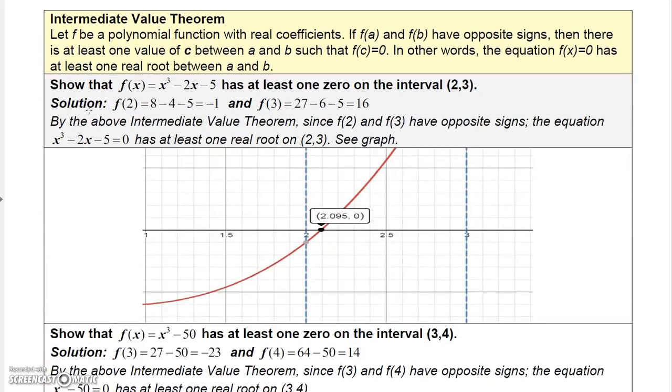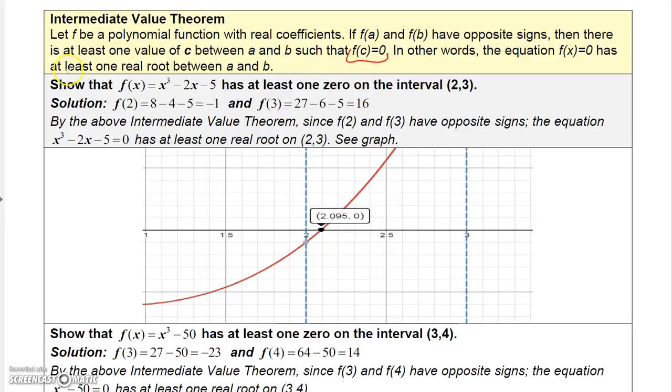Now, a theorem that's interesting is the intermediate value theorem. And it says let f be a polynomial function with real coefficients. If f of a and f of b have opposite signs, then there's at least one value c between a and b such that f of c is 0. In other words, f of c equals 0.